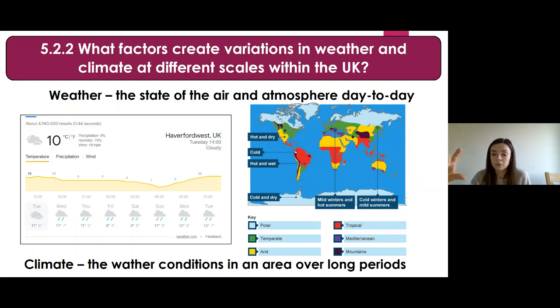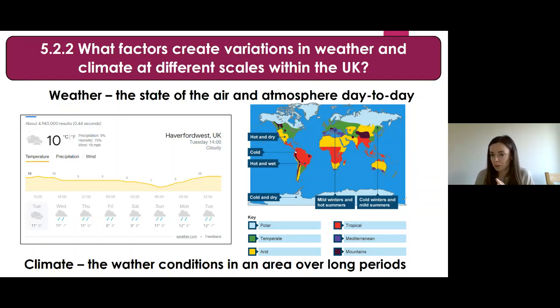Now on the diagram on the right there, on the map, you can see large scale climate patterns that we have got on the Earth. So we are in a temperate climate zone. Because we've got a temperate climate, it means that we're not too wet, but we're not too dry. We're also not too cold, but it's not too warm. It's quite mild, okay? So we've also got 4 seasons in a year: winter, summer, spring and autumn.